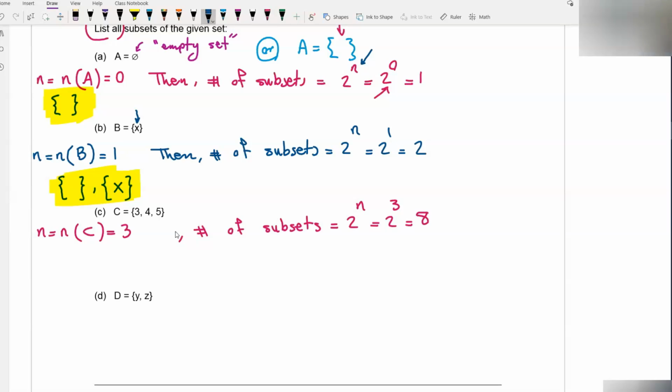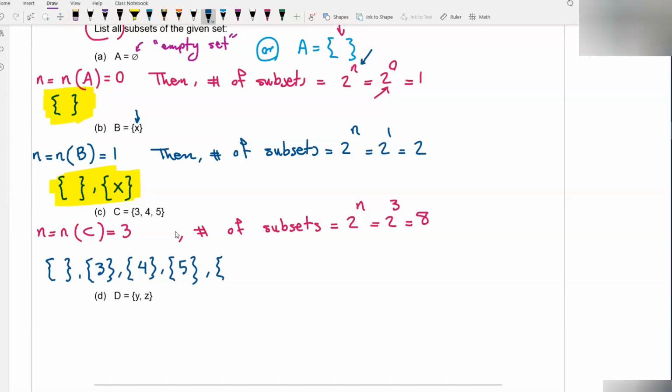Starting point, always start with empty set. We should have empty set. We should have the set itself, whatever was given, we should have that one too. But in this case, we have 3 members inside the set. Well, I don't have 2 subsets, I have 8. Starting with empty set first and then writing each one of these members individually. I'm going to write 3, 4, 5.